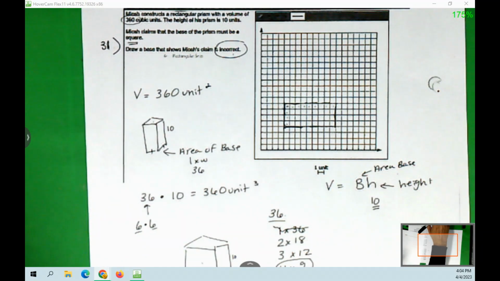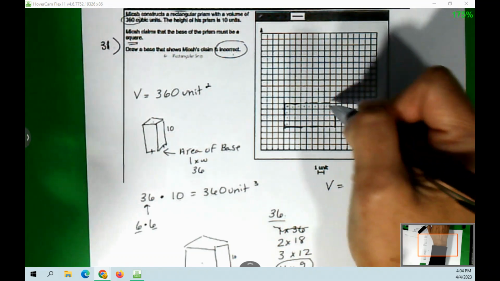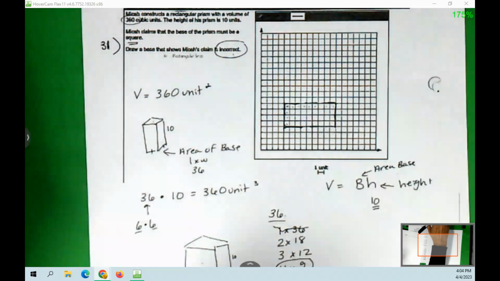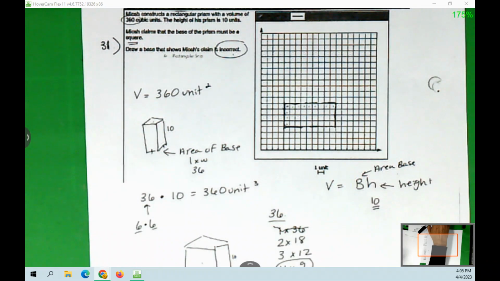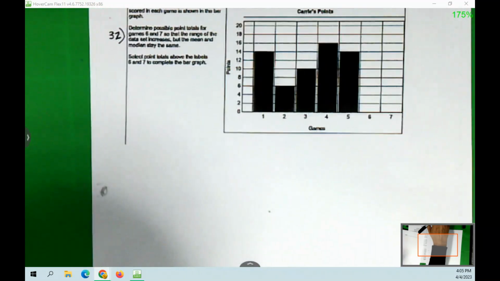But that would be one possible answer, and there are many others. As long as the answer that you highlight and use with your tool works for the question, you would be correct on that. Okay, last but not least, question number 32.